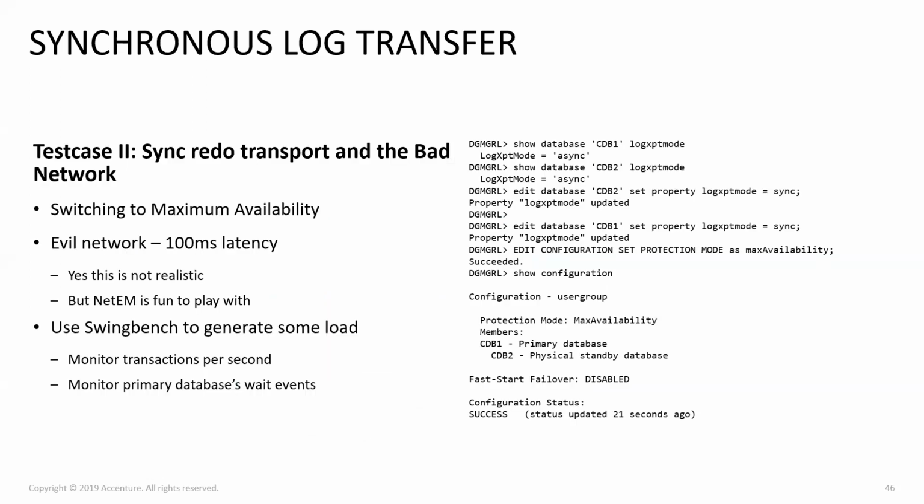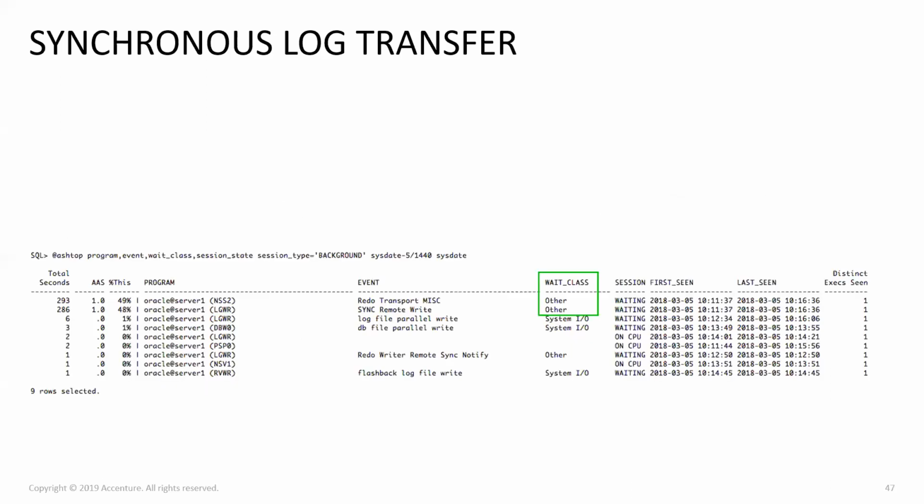Now I'm going to use synchronous redo transport and the bad network. So I'm changing the log XPT mode to sync, and I'm going to change the protection mode to max availability just to make sure that it's all in place. And then I'm using TC qdisc and NetEM functionality to increase the network latency. And I run the same benchmark again that I have been doing.